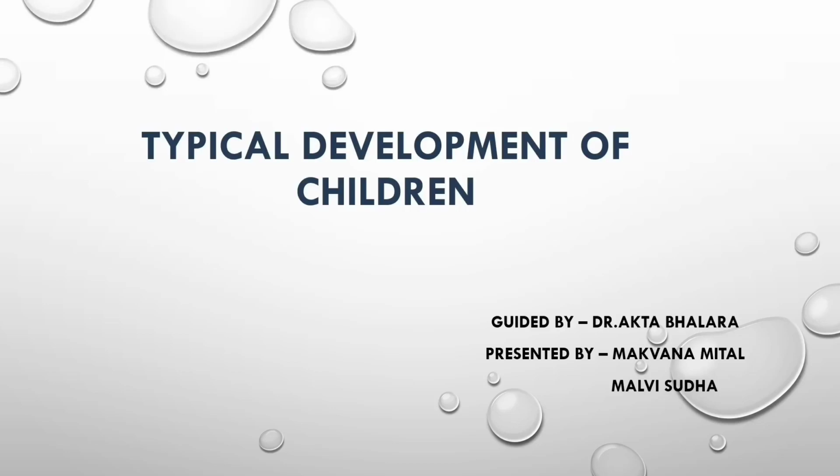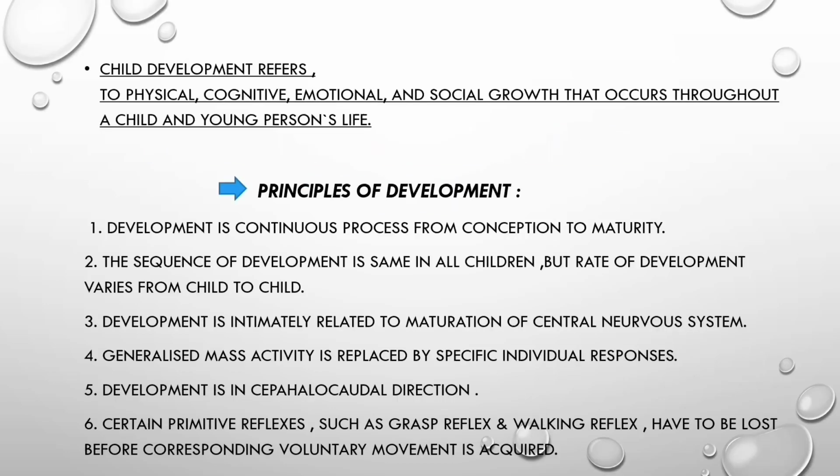Typical development of children. Child development refers to the physical, cognitive, emotional, and social growth that occurs throughout a child and young person's life. Principles of development. First, development is a continuous process from conception to maturity.